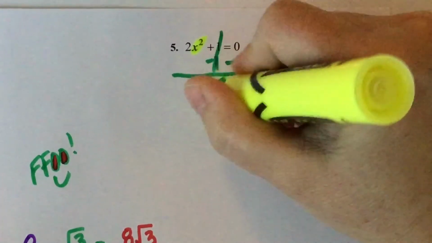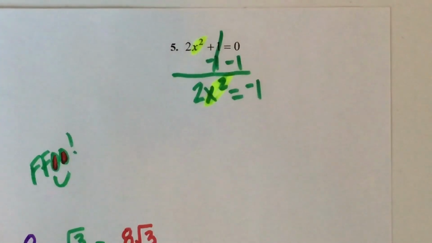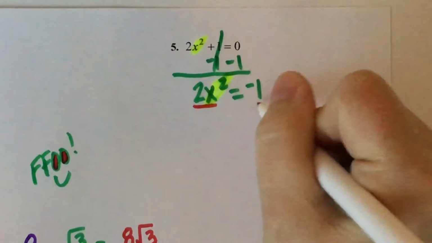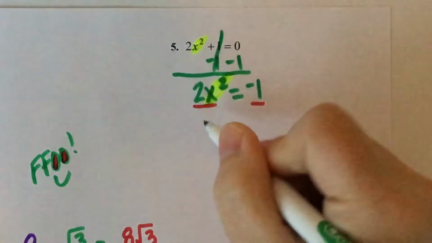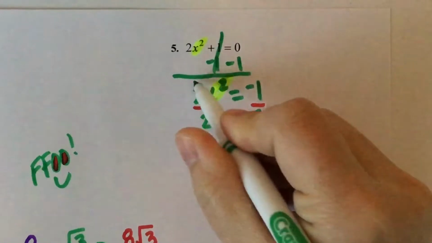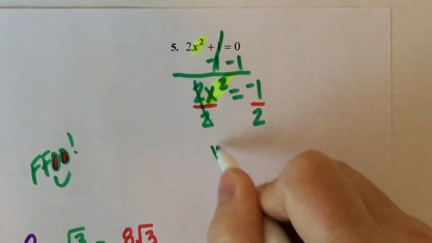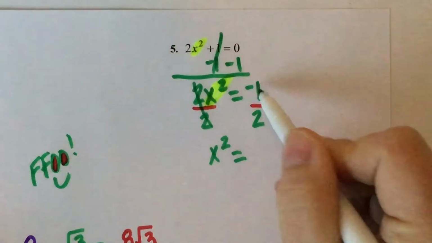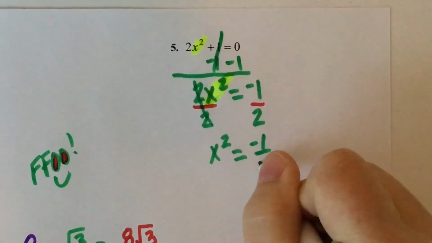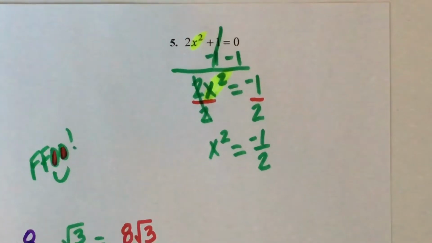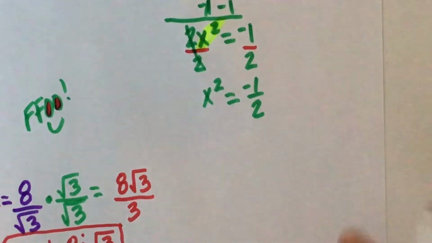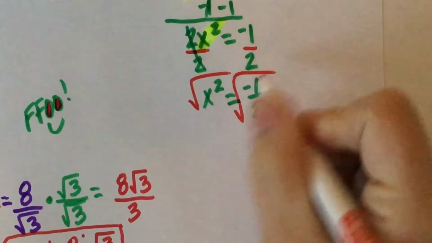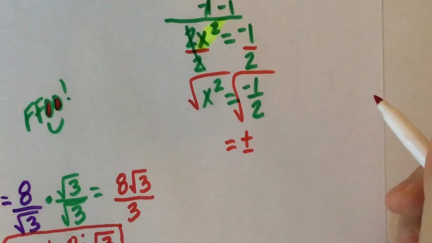You got to get Mr. X squared by himself. So now what? Divide by 2. So we're going to divide both sides by 2. So the x squared comes down, the equals comes down. You can't divide these, you can't reduce them, so it just stays a negative 1/2. Okay, so now the x squared's by itself. This is when you square root both sides, slap down your plus minus.